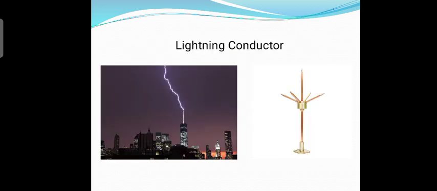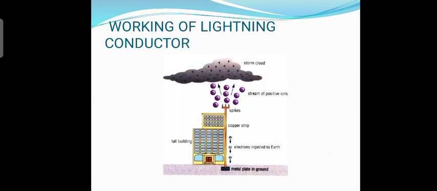Now see the picture of lightning conductor. It is having a pointed rod. And in the first picture we can see how this lightning conductor is passing the electric discharges through them and the building becomes safe. Now the working of lightning conductor: again we can see during the thunderstorm, if lightning happens, then all the electric charges will be taken up by the lightning conductor, and through the long wire it will be sent to the ground without affecting the tall building.